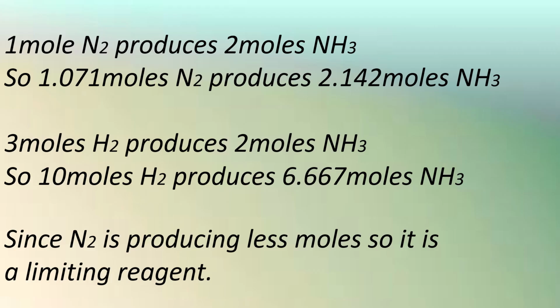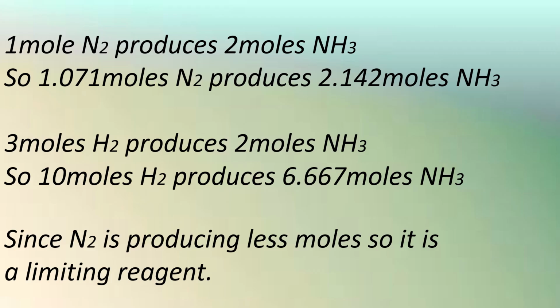Now, according to the equation, 1 mole nitrogen produces 2 moles ammonia, as discussed in the previous slide. So 1.071 moles nitrogen produces 2.142 moles ammonia. Similarly, 3 moles hydrogen produces 2 moles ammonia, as discussed in the previous slide. So 10 moles hydrogen produces 6.667 moles ammonia.